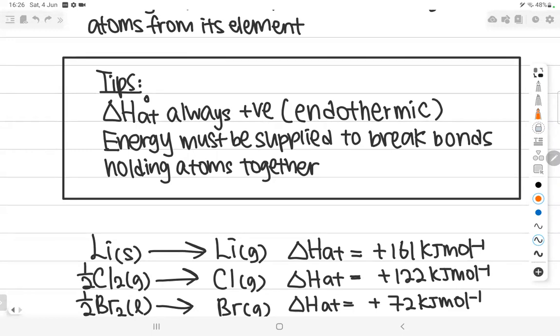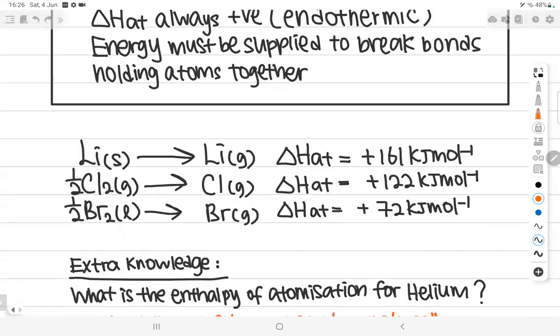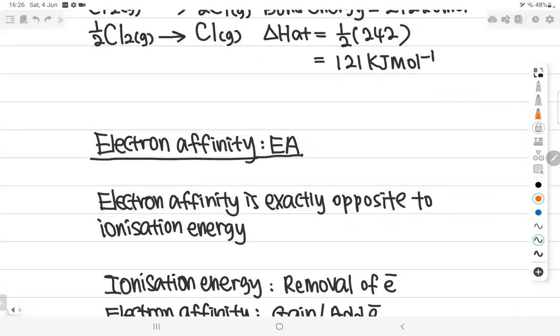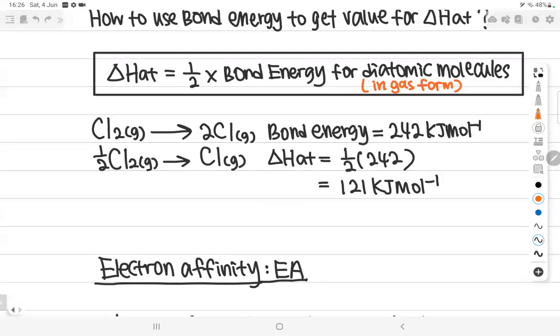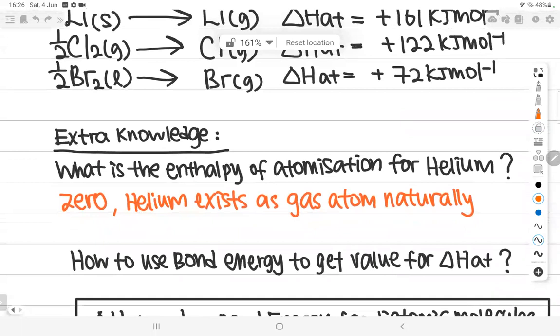Okay, great. Okay, so now done already. So now let me show you some sample questions. I'm going to show you some sample questions before we jump on to electron affinity. Okay, so now I'm going to give you some extra knowledge. So guys, let's take a look here, extra knowledge.